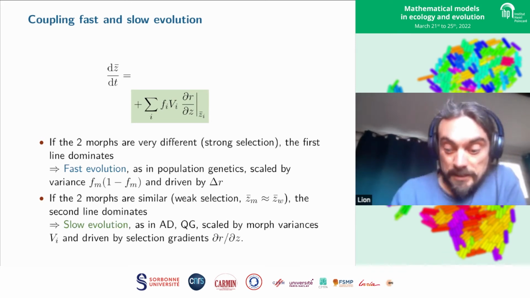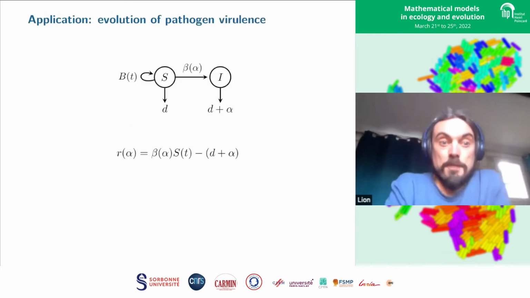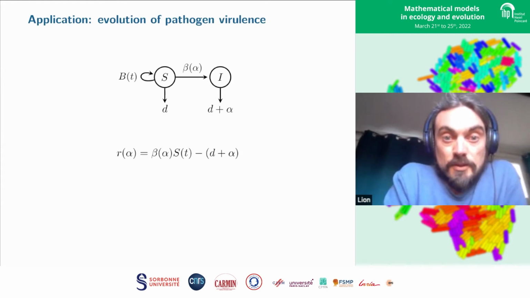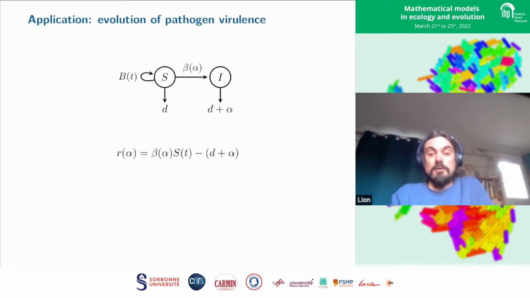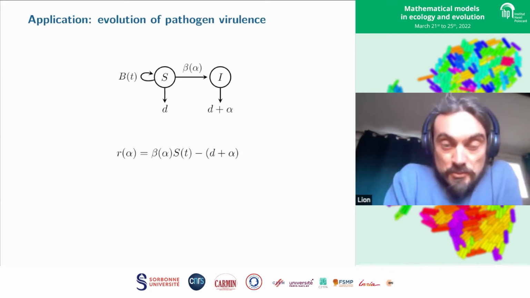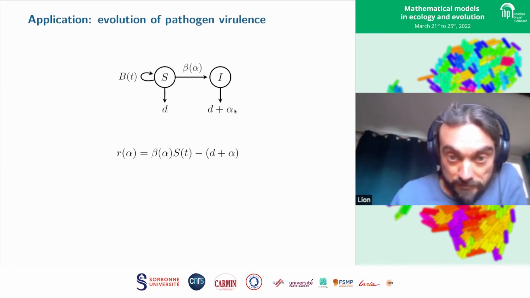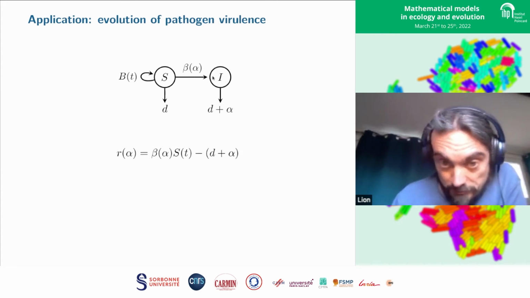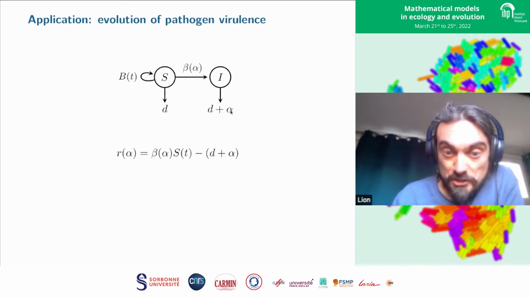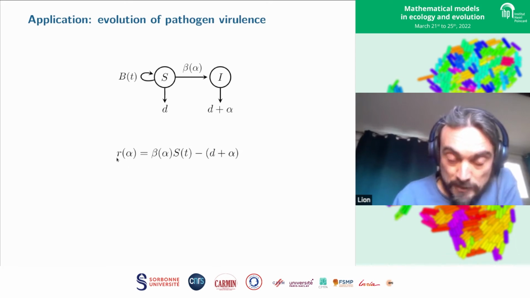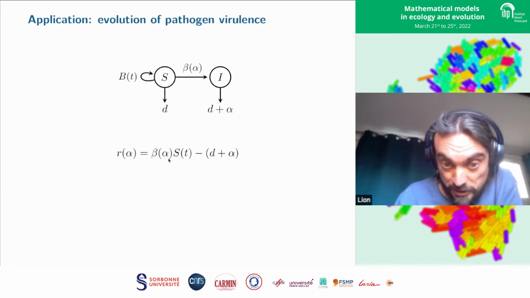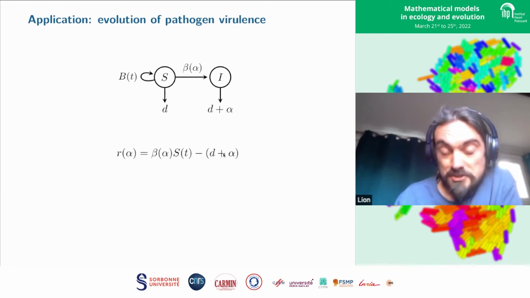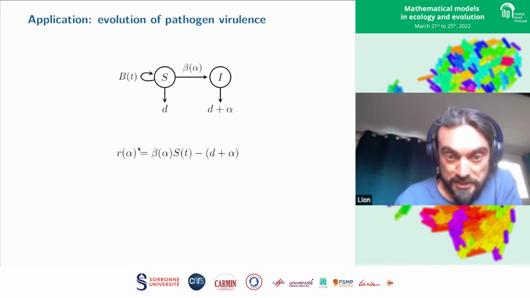And I'm going to illustrate this with an application in a model of pathogen virulence. We have some susceptible hosts that can become infected. And I'm going to look at the evolution of this virulence trait alpha. So if we do our formalism, our fitness function is going to be beta(alpha) times S minus (D plus alpha). So that's the standard growth rate in an SIR model.